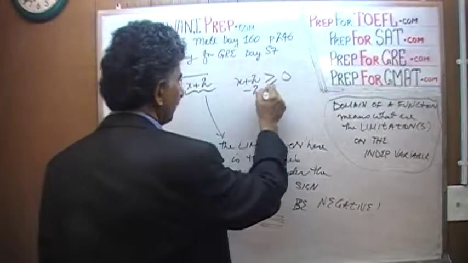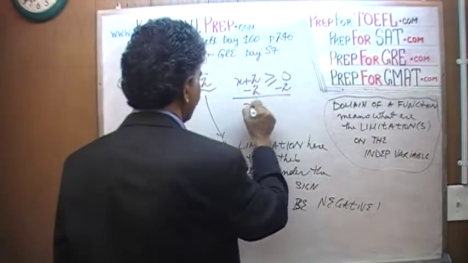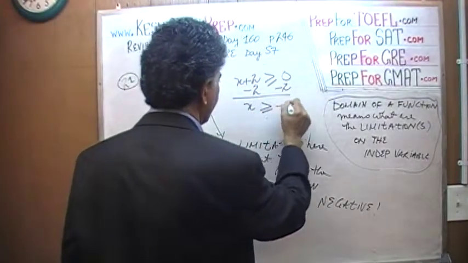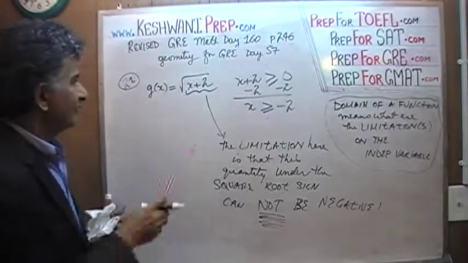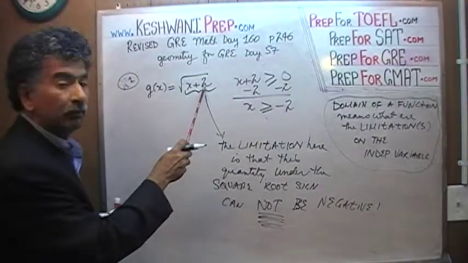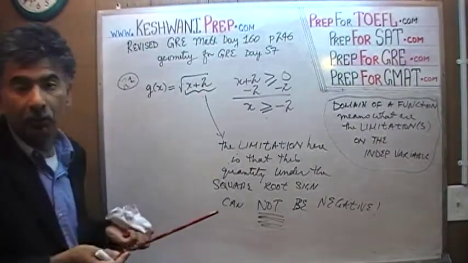Subtract 2 from both sides one more time so that you can see it. And this is how we say it. x has to be greater than or equal to negative 2. When x is negative 2, negative 2 plus the 2 is 0. We can find the square root of 0.